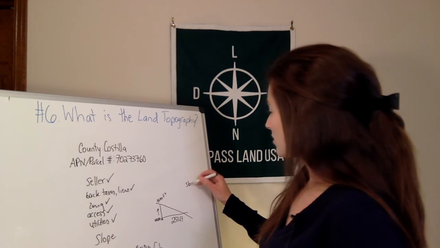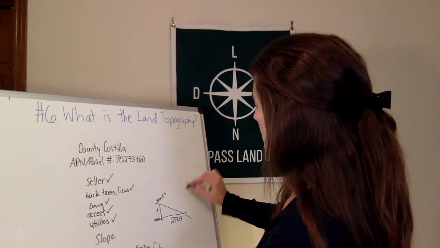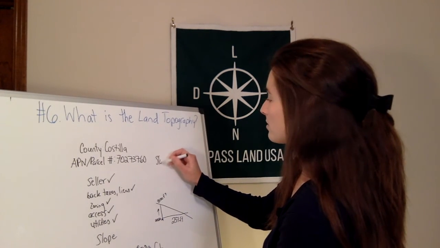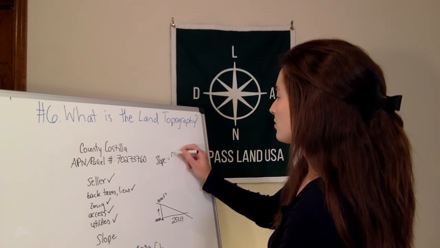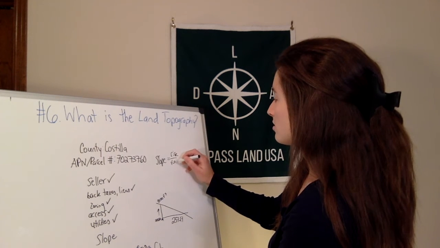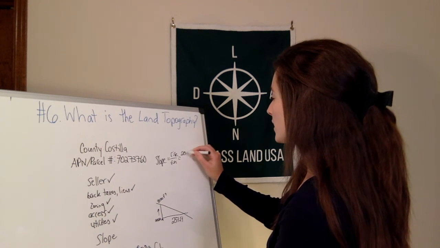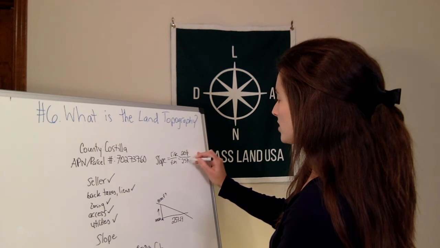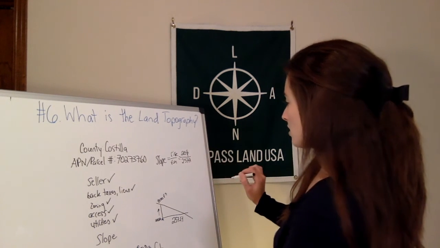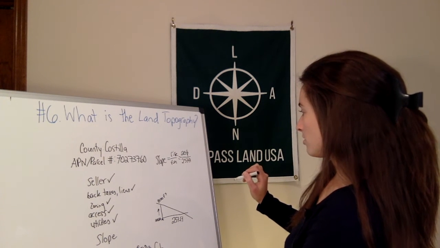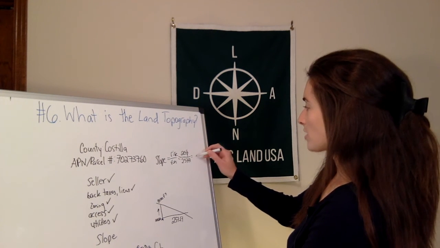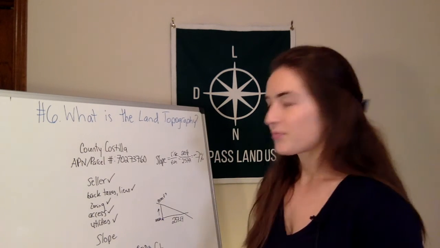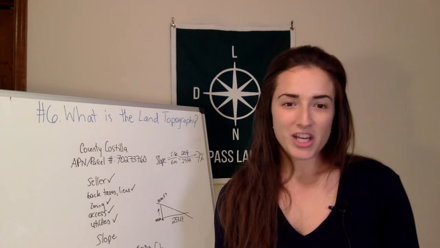So I'll say slope, well, I'll move it over here so you guys can see easier. So we have slope equals rise over run. So we have 20 feet over 257 feet, and we end up with, let's call it approximately 7%. 7% increase.